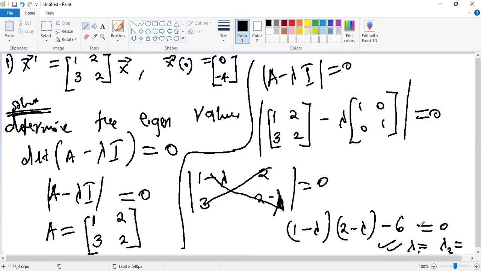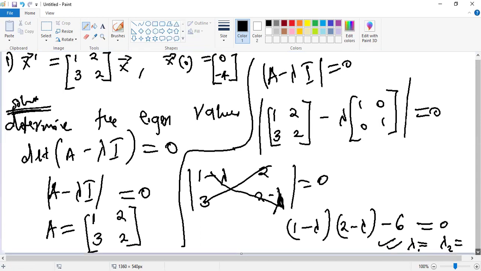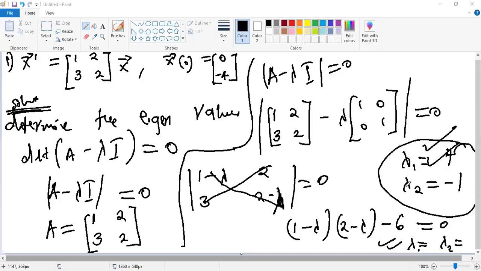Anyone with the answer for the lambdas? Anyone with an answer? We should be on the same page, guys.